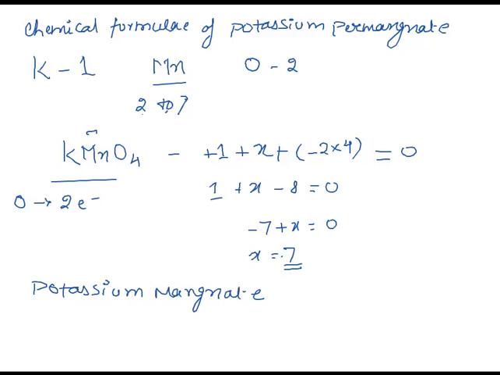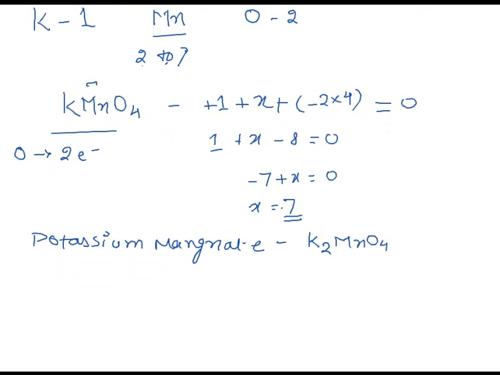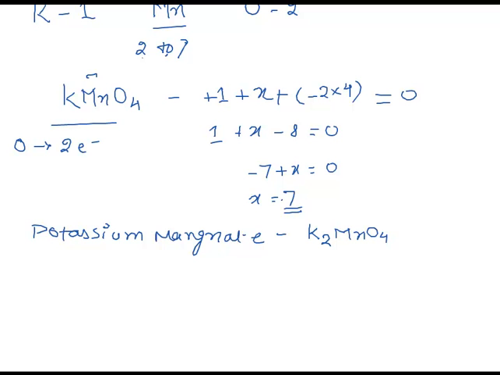Potassium manganate, right? Potassium manganate formula is K2MnO4. Okay, students. Now what is the difference between the two? Let's find out. So here, what is the charge on potassium? It can lose 1 electron, so +1. What is the charge on manganese? We don't know, because it can have anything between 2 to 7. So what I can take here is, I can just put X.